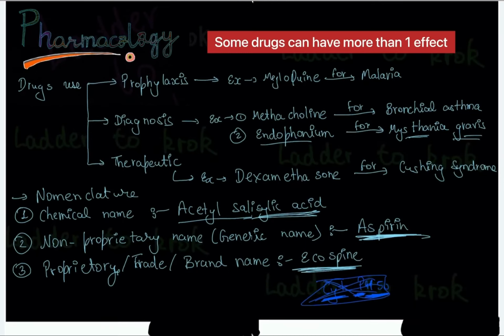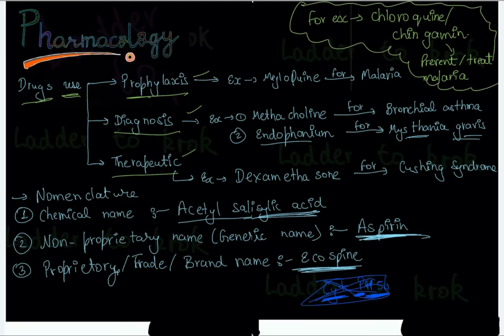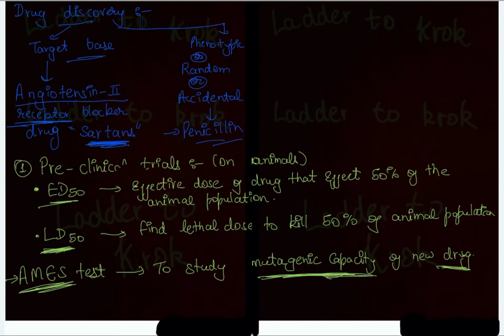One more thing I just remember. I told you the drug uses: prophylaxis, diagnostic and therapeutic. Many drugs can be used for diagnostic or therapeutic purposes, and some drugs can have 2 or 3 of these purposes. For example, chloroquine, also known as chingamine, is used to prevent or treat malaria. Sorry for the last minute call, but it's important. Many more drugs can also have 2 or 3 effects, like prophylaxis, diagnostic or therapeutic. Okay, now come back to this.